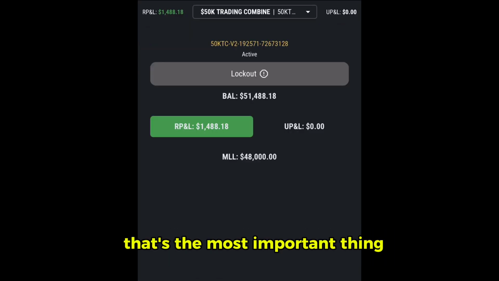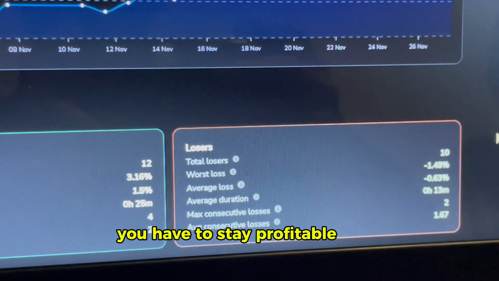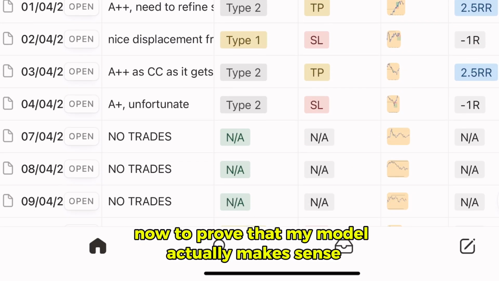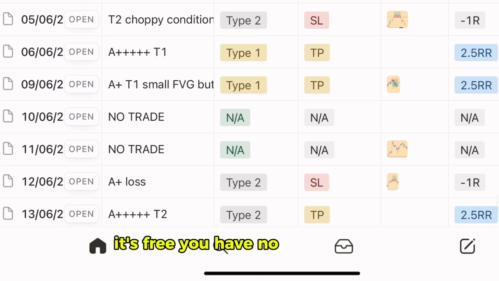That's the most important thing. Trading profitably is a process, it's not a switch. You don't become profitable, you have to stay profitable every day. And I'll show you my data now to prove that my model actually makes sense. You have to backtest on FX Replay, it's free. You have no excuse not to.